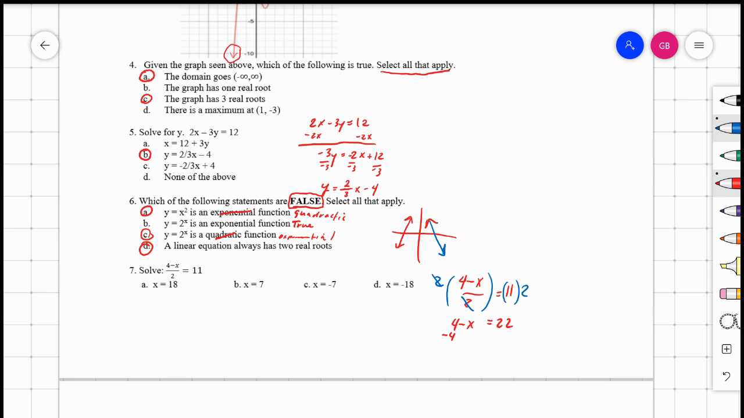We could subtract 4 on both sides. You're left with negative x is equal to 18. And then to turn the x positive, you divide by negative 1. So x is equal to negative 18. That'll be option D.